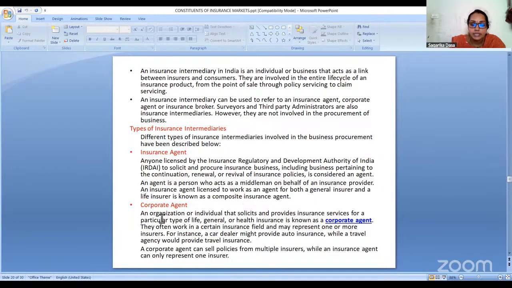Then corporate agent: an organization or individual that solicits and provides insurance policies for a particular type of life, general or health insurance is known as a corporate agent. A corporate agent could be an individual or a company who deals with insurance policies of any type, whether it is health, property, life, or general. He will be called a corporate agent. They often work in a certain insurance field and may represent one or more insurers.